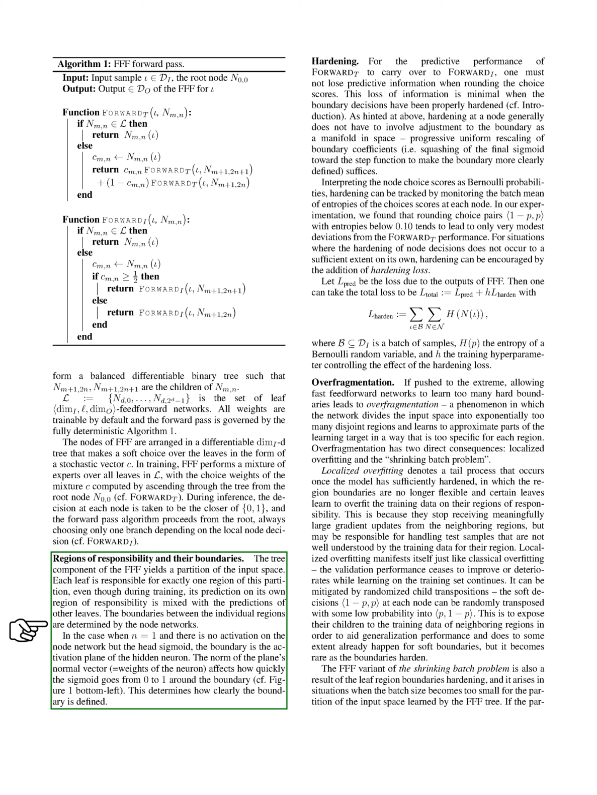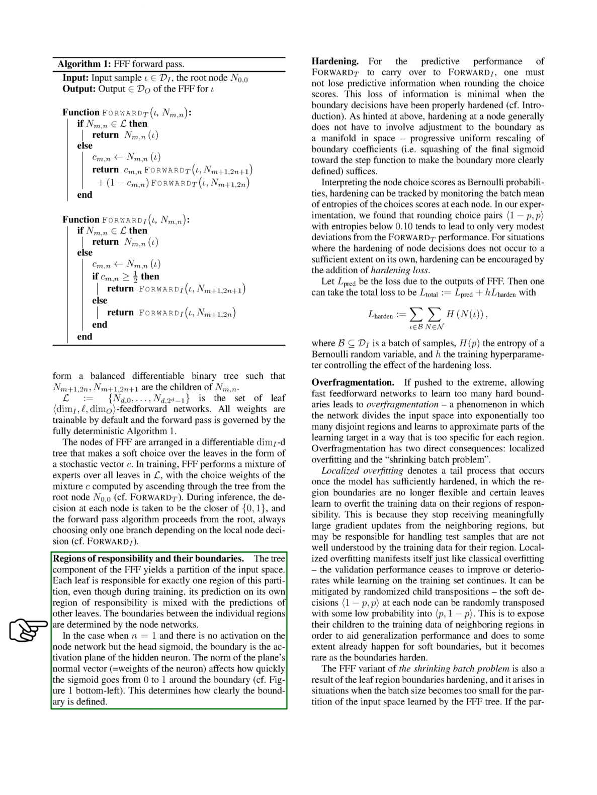When the node size is 1 and there is no activation on the node network but the head sigmoid, the boundary is the activation plane of the hidden neuron. The norm of the plane's normal vector, which equals the weights of the neuron, affects how quickly the sigmoid goes from 0 to 1 around the boundary. This determines how clearly the boundary is defined.